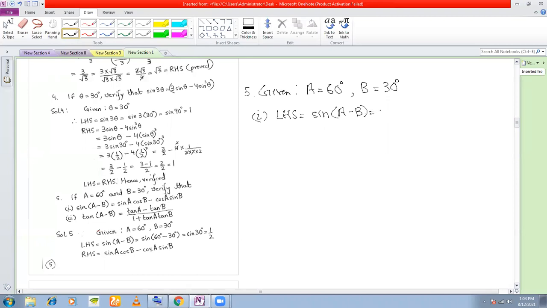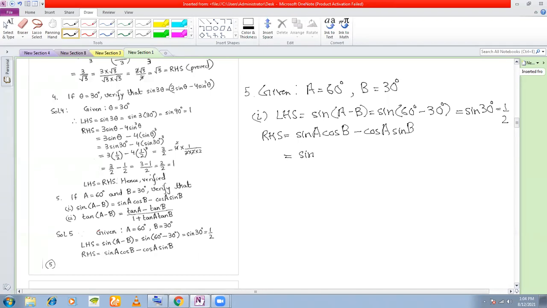Put the values. 60 degree minus 30 degree, which is equal to sine 30 degree, which is equal to half. Right hand side here is sine A cos B minus cos A sine B. Put the values.